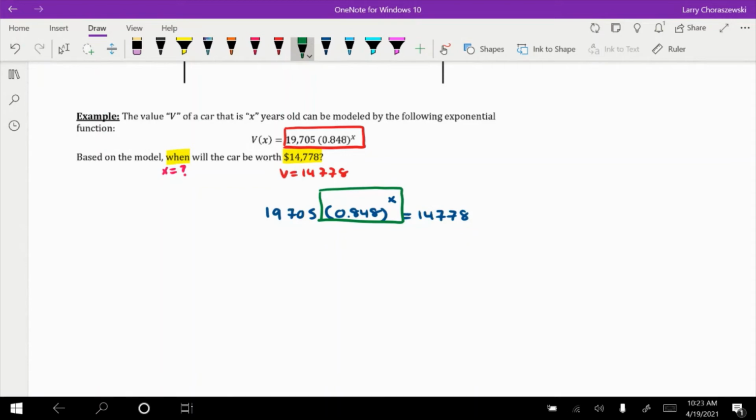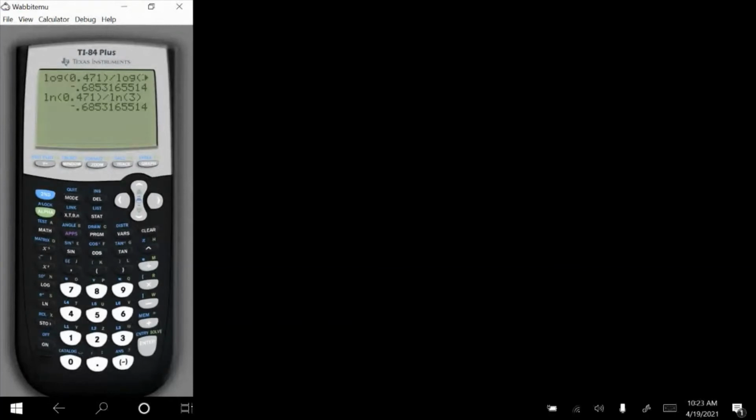Should we subtract it, or should we do something else with it? Yeah, let's divide by that 19,000 number. Okay, so these will go away on the left-hand side. On the right-hand side, if you punch this in, you get something that's really, really close to 0.75. So let me show you that. 14,778 divided by 19,705.